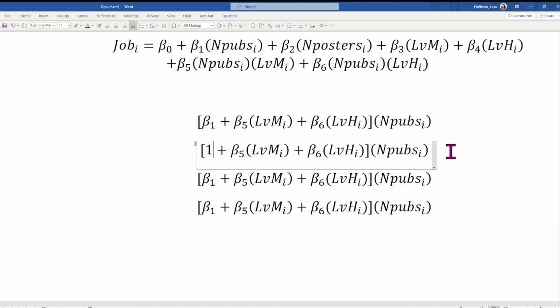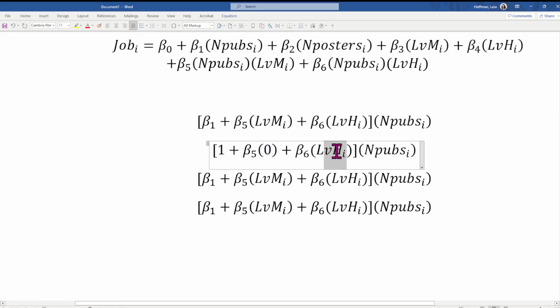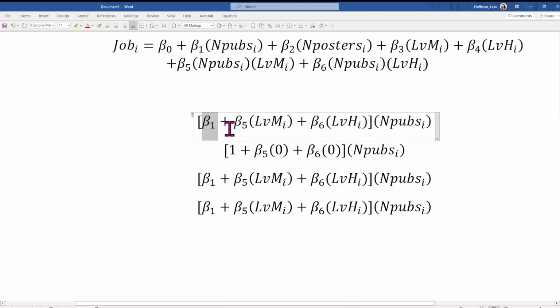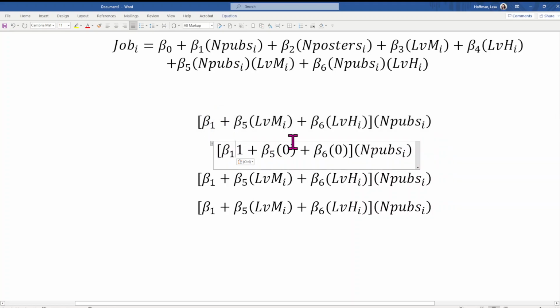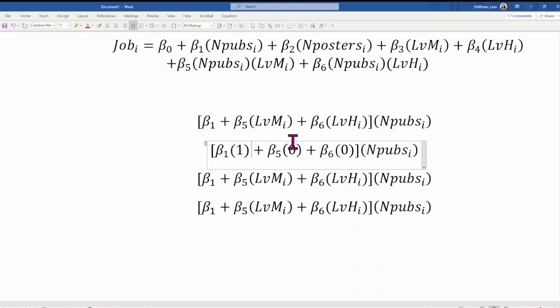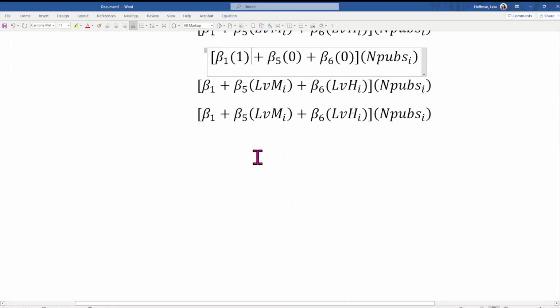I need a 1 here. I need at least 1 beta 1. If it's for low, then what goes here? For low? For low, a 0. Yeah. So let me put this back in for a second and make it look like it's the same structure. I'll put that in. Basically the 1 is implicit because there's nothing multiplying it, okay? So that's for low.